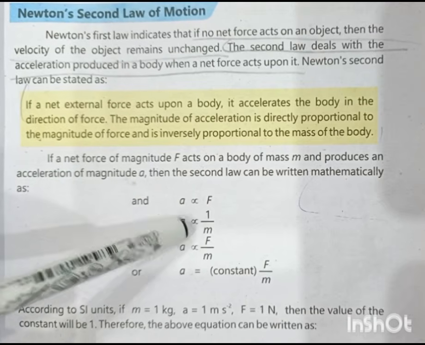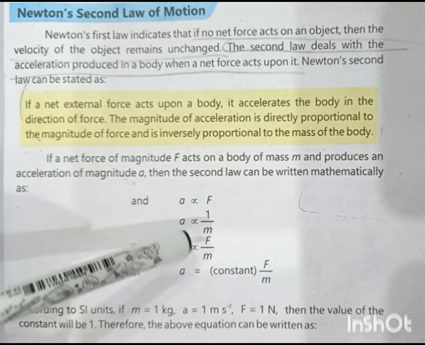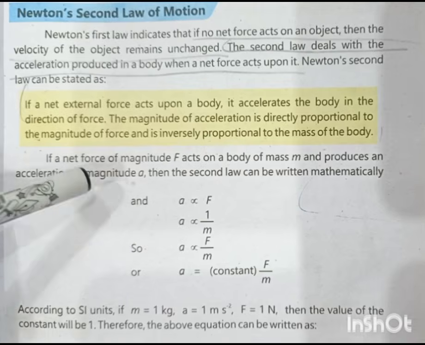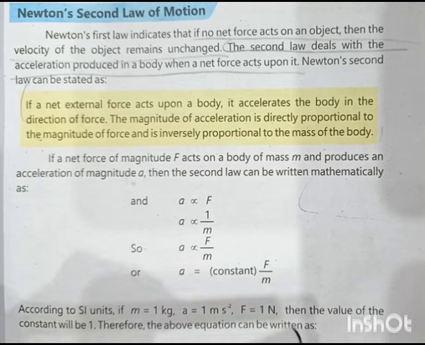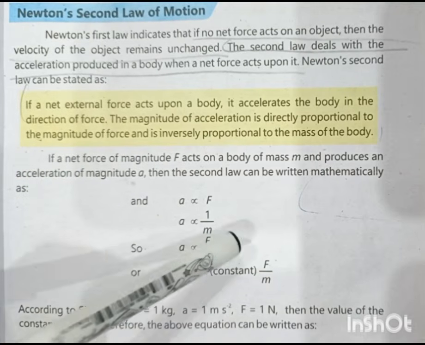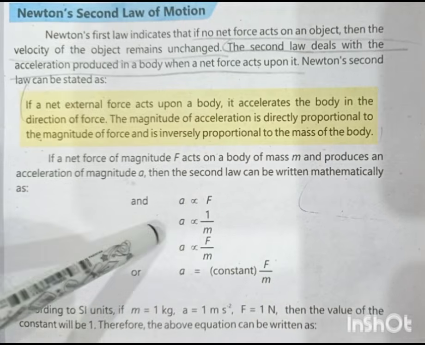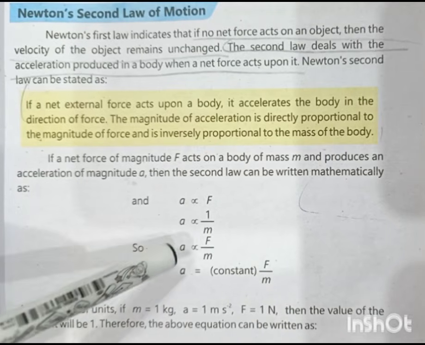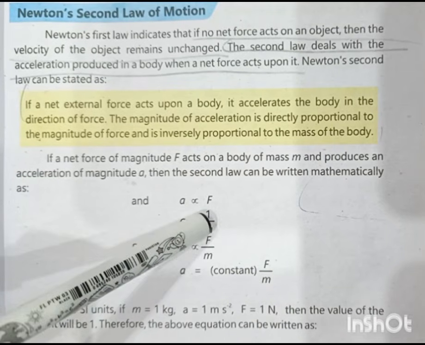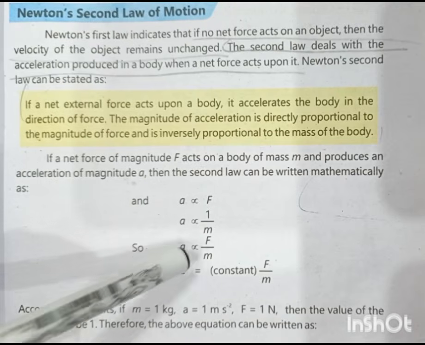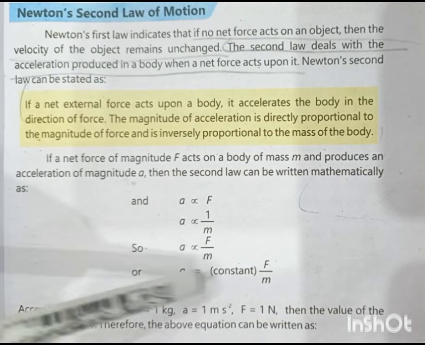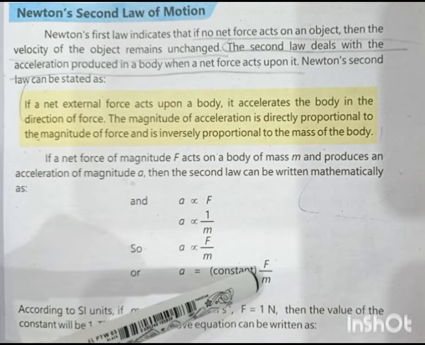And acceleration is inversely proportional to mass. It means acceleration will be maximum when the mass of a body is less, and if the mass of a body increases, acceleration will decrease. Acceleration is directly proportional to force and inversely to mass. Acceleration is equal to a constant times F over m.